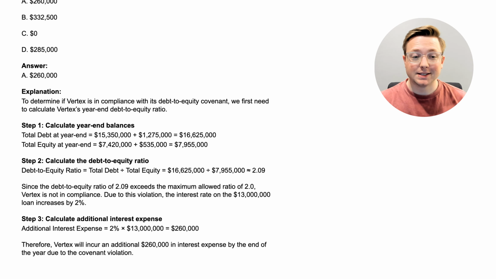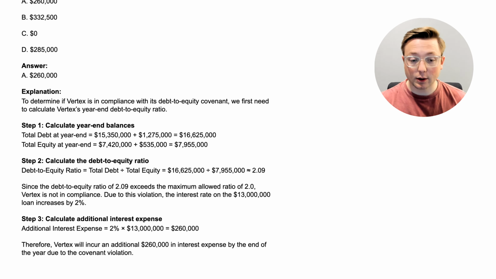All right, here we are. The answer is A, $260,000 is the extra interest expense that they're incurring by violating the covenant. So let's go through this. To determine if Vertex is in compliance with its debt-to-equity covenant, we first need to calculate Vertex's year-end debt-to-equity ratio. So again, this is not too difficult. You take the beginning debt, which was $15,350,000. You add the $1,275,000 that they added throughout the year. So that's $16,625,000 of debt at year end.